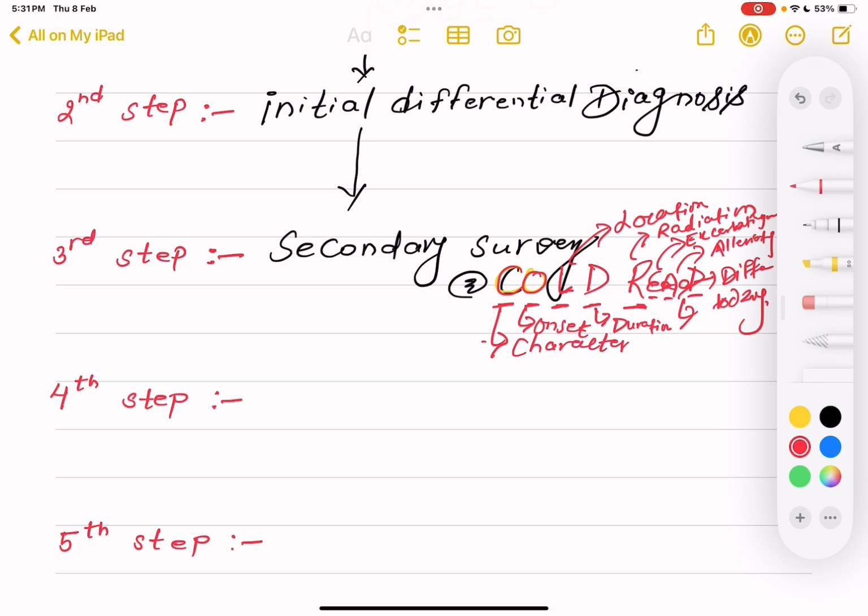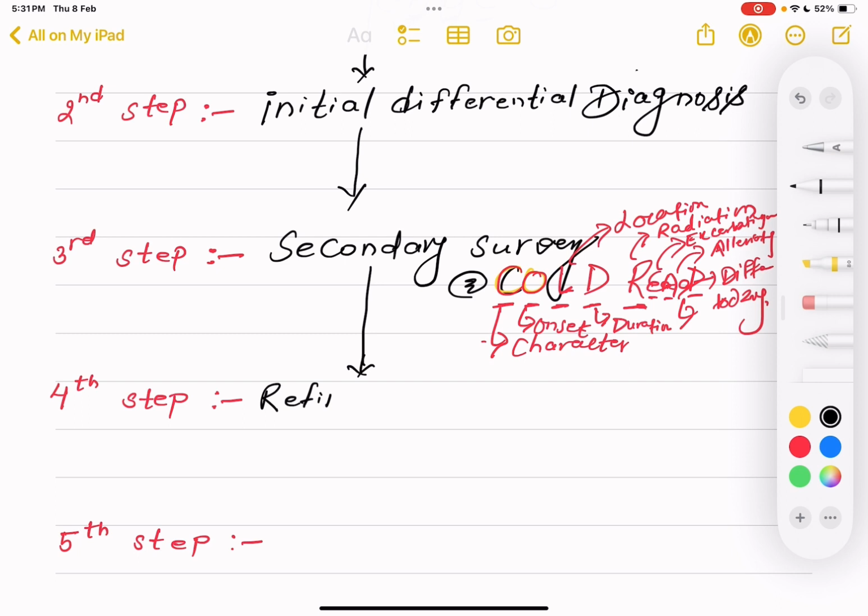Then after the secondary survey we'll be reaching the fourth step. In the secondary survey, we take the detailed history as far as possible, like explaining the chief complaints, and then taking the entire past medical history, socio-economic history, family history, medication and allergy history, and focused history. Okay. And then in the fourth step, we are going to refine the differential diagnosis that we have made in the second step.